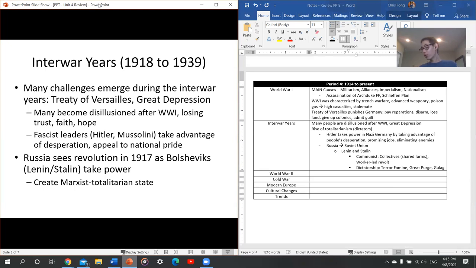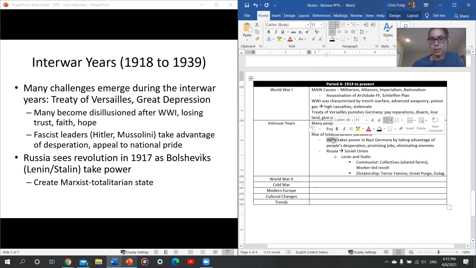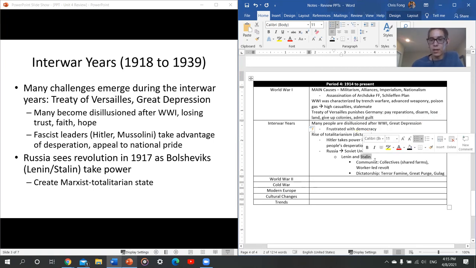And so in the interwar years, because of the problems and the disillusionment that many people felt, many people were frustrated with democracy. They didn't think that democracy could fix their problems. And so they were willing to turn to a dictator like Hitler, or a dictator like Lenin and Stalin, to lead the way.